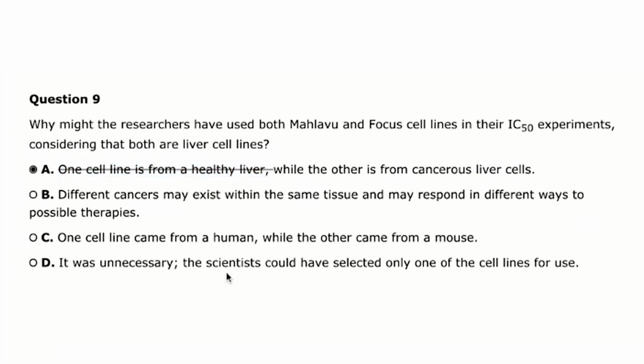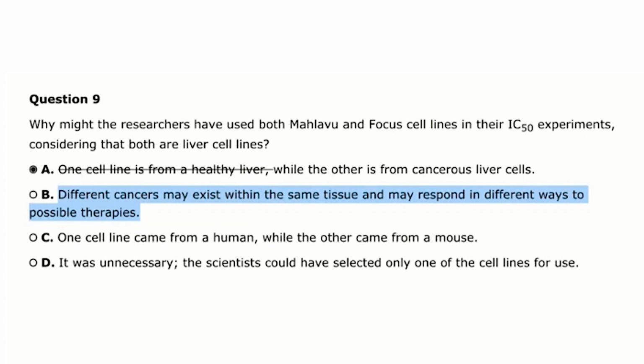Okay. Then I see B, different cancers may exist within the same tissue and may respond in different ways to possible therapies. That kind of matches what I was just saying. There could be a couple options within the liver. So that seems like a good possibility. I'm going to leave that on the table. I don't necessarily understand everything about that. I just know that if you want a good cancer drug, you're probably going to want to test it on multiple cancers within a cell type, as opposed to just one cancer per cell type. That makes logical sense to me, but I'm not confident. So I'm going to go through the rest of them, but I'm going to leave B on the table. It seems like a viable option.